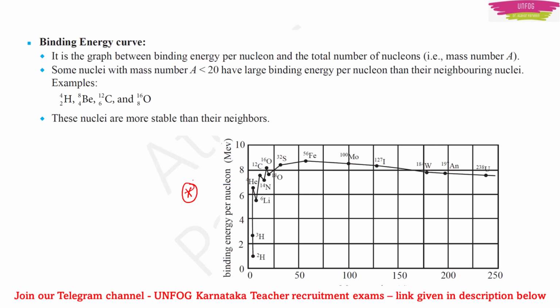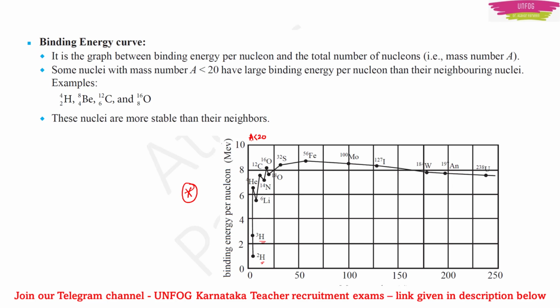Here you can see that there are some nuclei with mass number less than 20. They have large binding energy per nucleon when you compare them with their neighboring nuclei. The nuclei portrayed here: hydrogen is there, helium is there, the isotopes of hydrogen are also there, lithium, nitrogen, oxygen, carbon, sulfur, iron, all those are plotted here, right? Here you can see that those having mass number less than 20 have large binding energy.